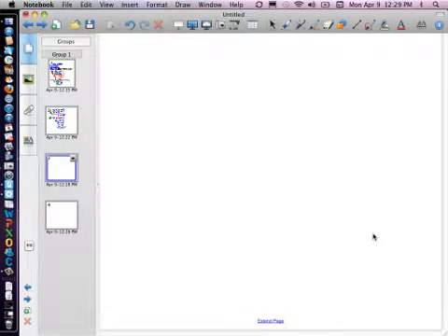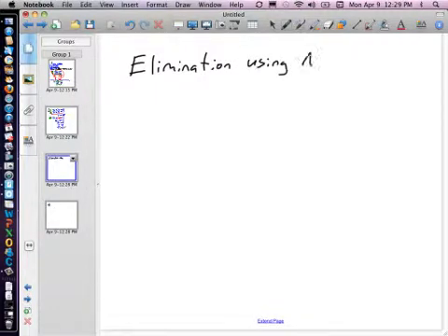Okay, so again, we call this method the addition or subtraction method, but I'm going to add a little name to that. Let's call it elimination using addition and subtraction. Because the real goal is not to add or subtract these equations. The real goal is to eliminate one of the variables. If you can't do that, then using this method wouldn't be the right method. So then you would want to use substitution or graphing.